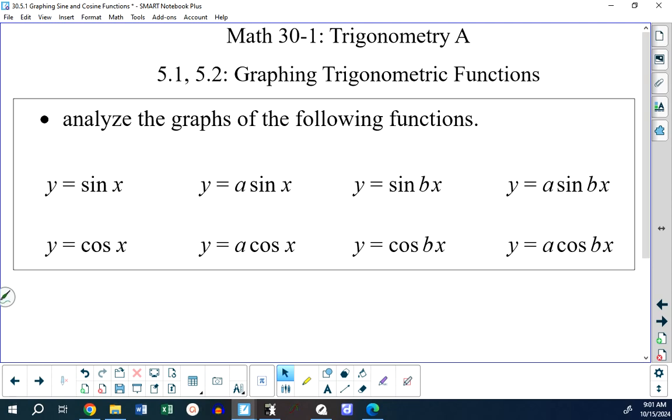So what we're going to be doing today, I'm calling this 5.1 and 5.2 because your textbook really drags things out. And honestly, this lesson is quite simple because the mathematics behind it is something you already know. It's from Unit 1. It has to do with transformations and stretches. What makes it different is we're going to be working with trigonometric functions, the graphs of trigonometric functions.